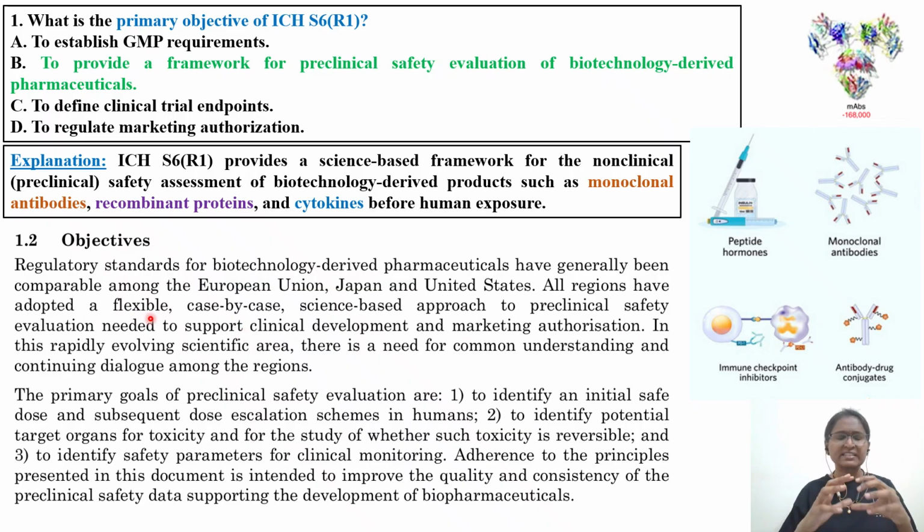As I told you, this guideline is not concrete. It has given you some areas where you can, based on your biotechnology drug, fit your drug into this. That's why it is flexible, case by case, like a decision tree.